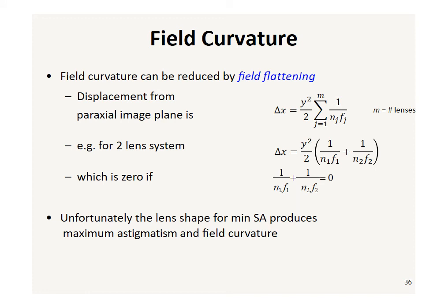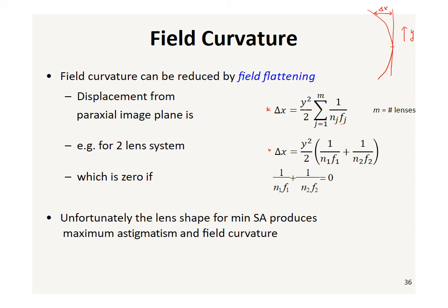So let's illustrate our paraxial image plane here and our full curved plane like this. And there's the optical axis there. This direction up here is y, and the distance between the two planes is delta x. So delta x is proportional to y squared, and it's also proportional to 1 over the refractive index times the focal length for each of the lenses. Sum those all up. For a two-lens system, you just substitute in m equal to 2.